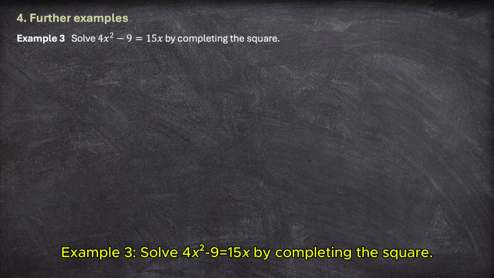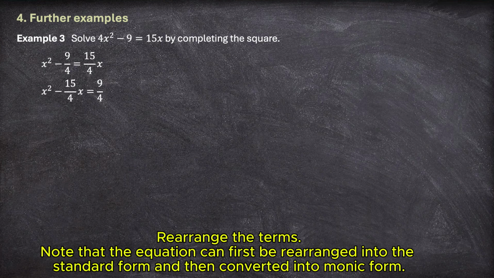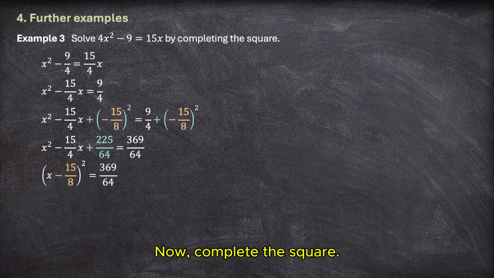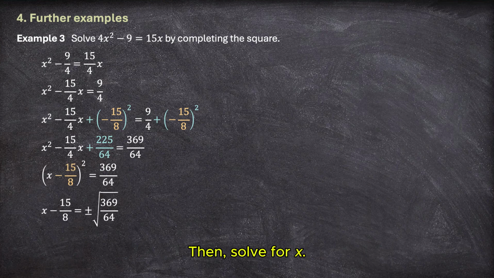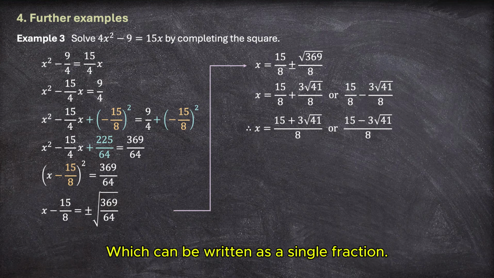Example 3. Solve 4x squared plus 9 equals 15x by completing the square. Divide both sides by 4 to make it monic. Rearrange the terms. Note that the equation can first be rearranged into the standard form and then converted into monic form. Add the value to complete the square. Now, complete the square. Then, solve for x. So, the solutions are found. Which can be written as a single fraction.